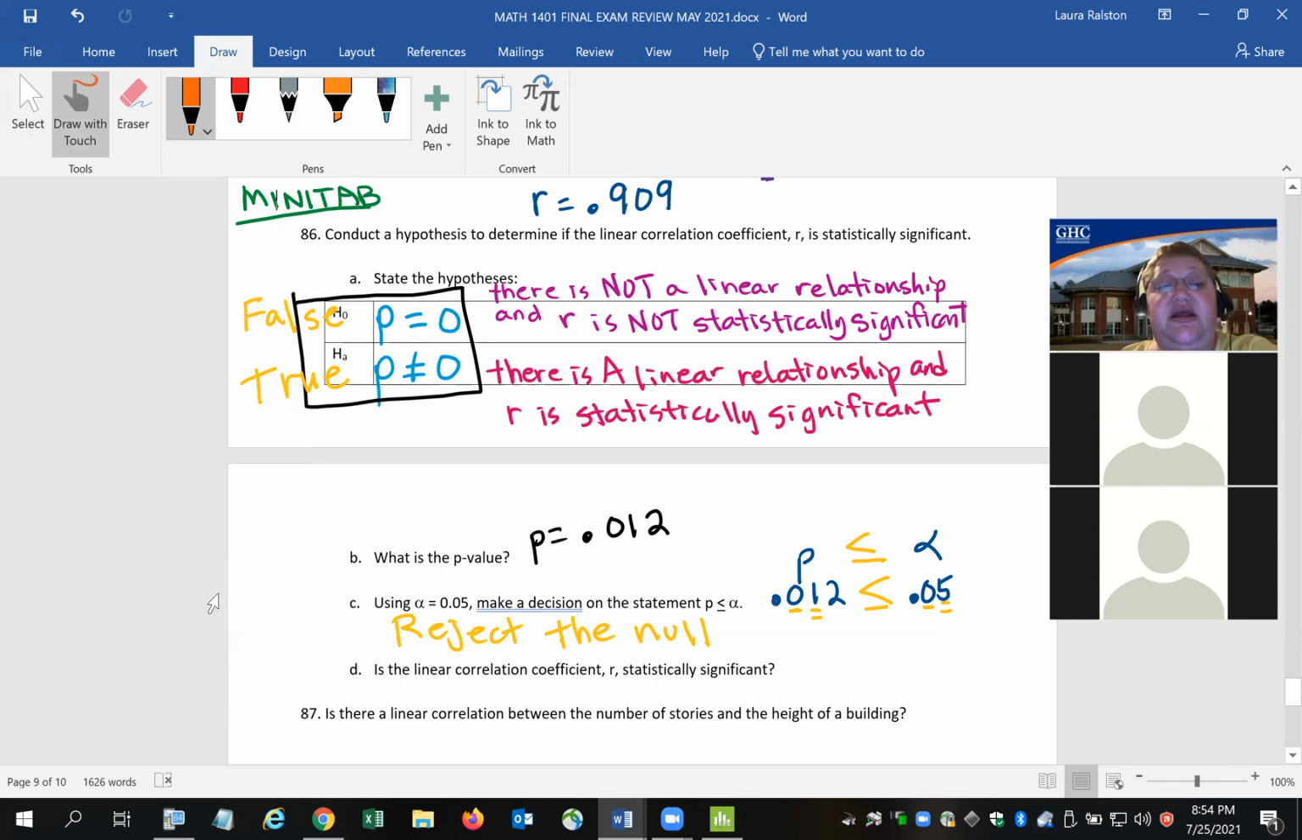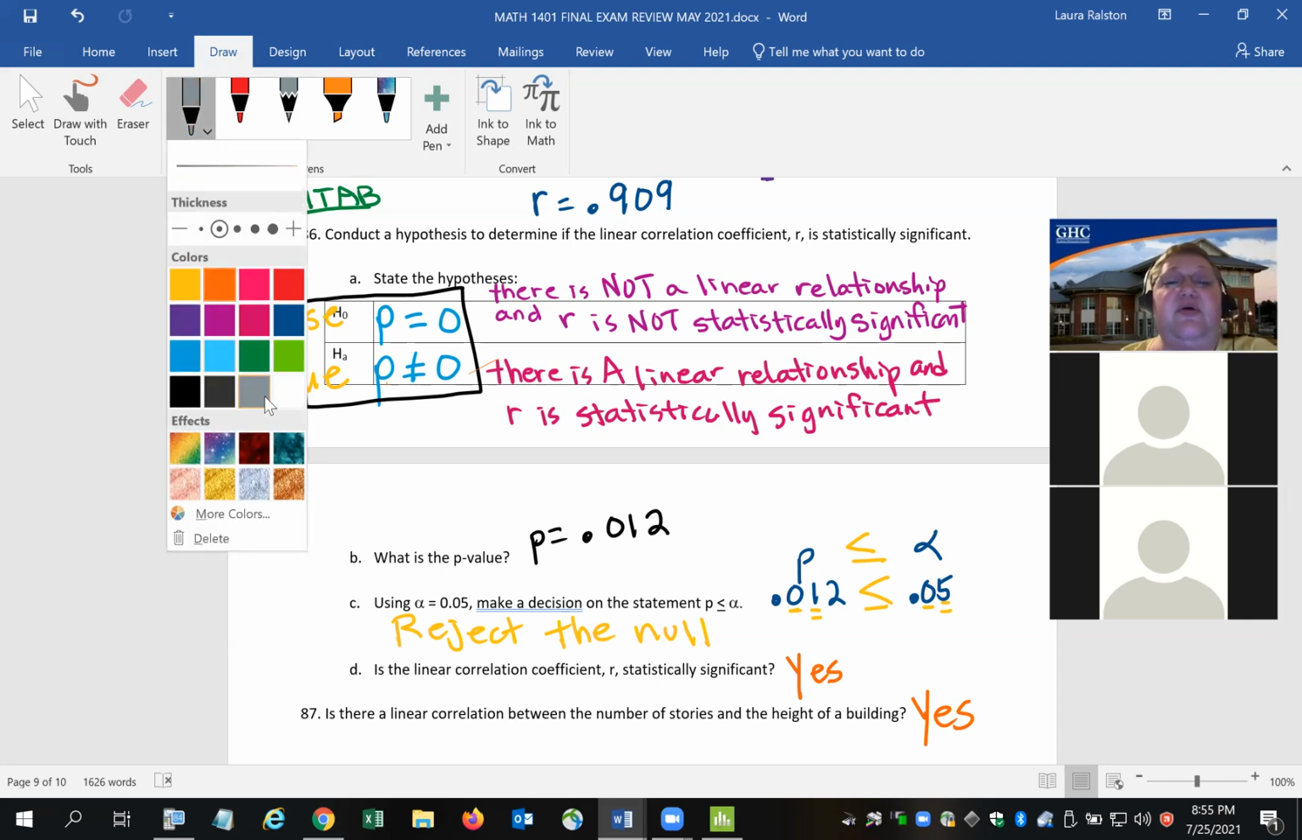And so question D here says, is the linear correlation coefficient R statistically significant? Because the alternative is true, we say yes, R is statistically significant. And then the follow-up question says, is there a linear correlation between the number of stories and the height of the building? Yes, because the alternative hypothesis is true, which means there is a linear relationship and R is statistically significant.